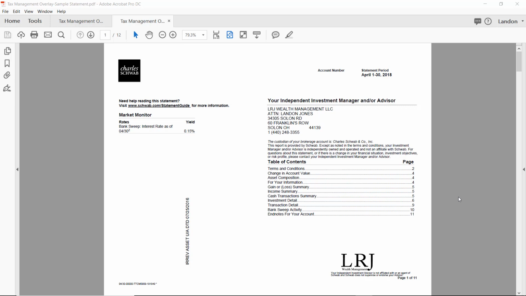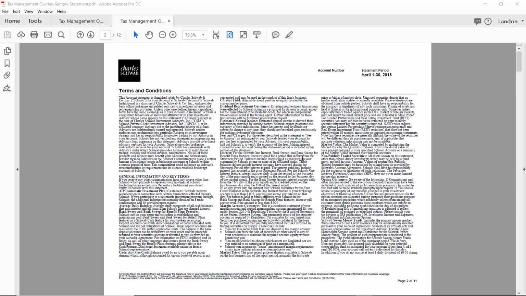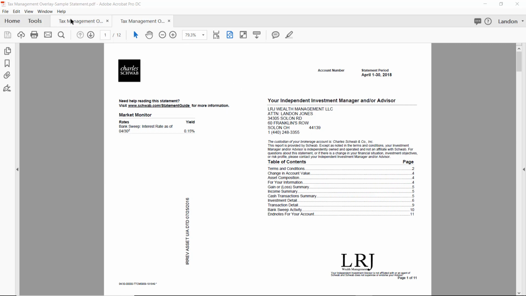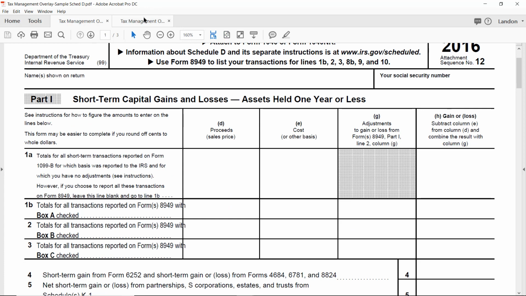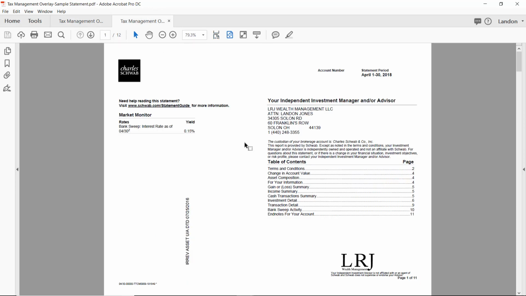So what I'm going to do is, I've got a real life scenario. This is an actual client statement with their information removed, and we've got an actual tax return with their specific information removed. So we're going to do a real life case. This is an actual client of my retail financial planning practice.